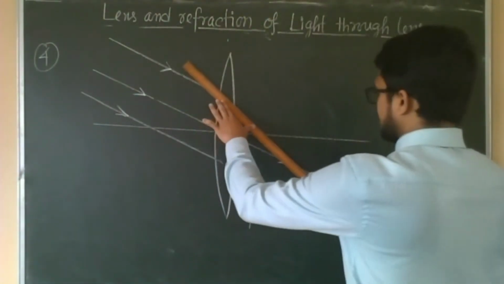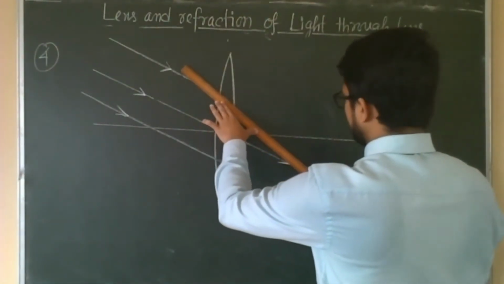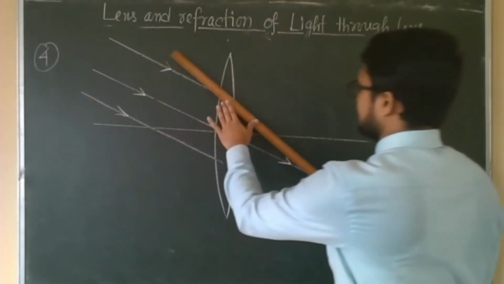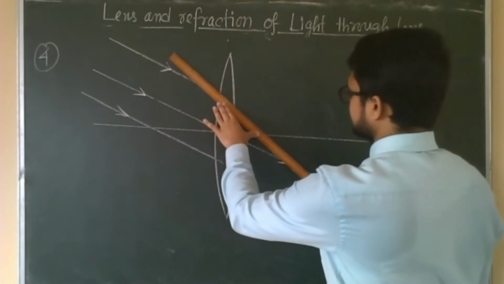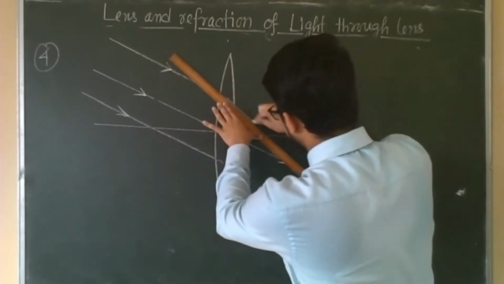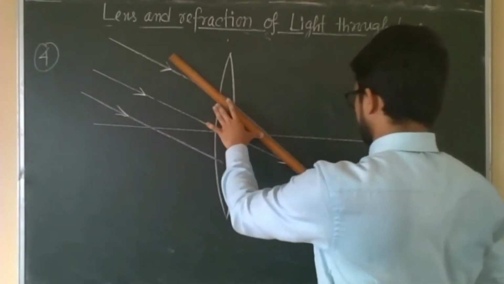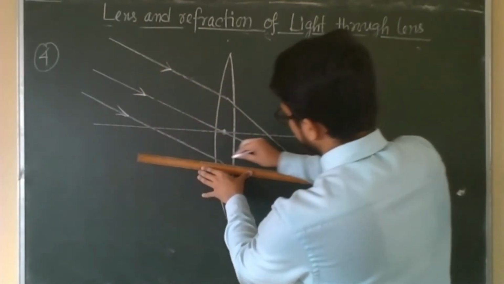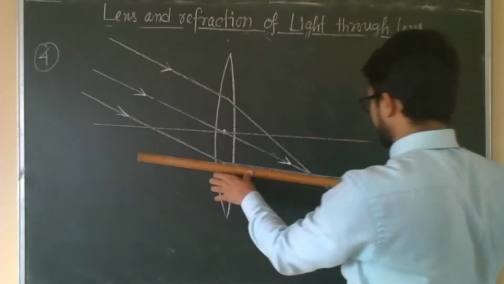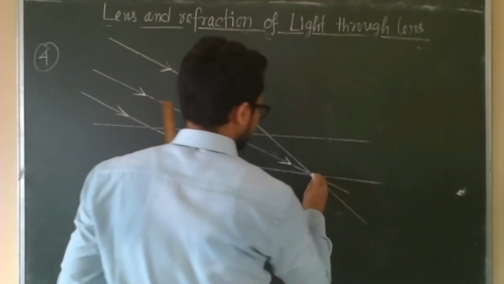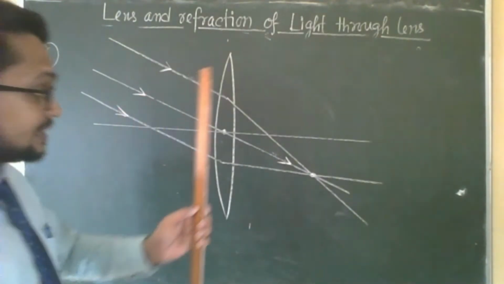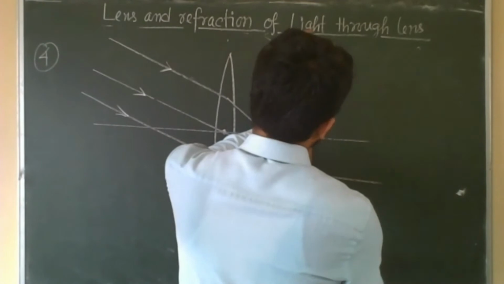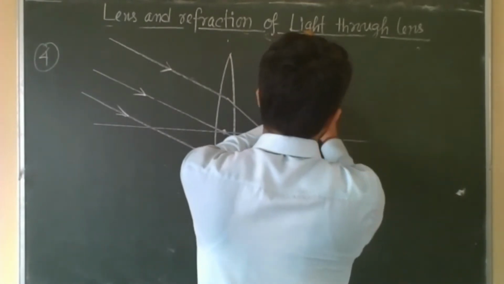After refraction, what will happen? They will meet at a point. They will converge at a point, but that point will not lie on the principal axis. That point will lie on the plane of focus, or focal plane, you can say.